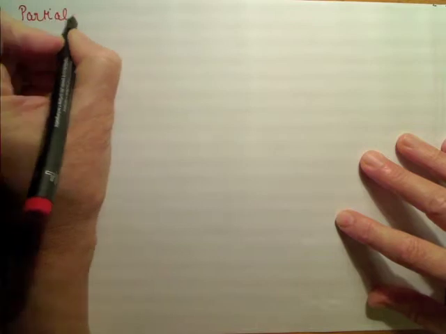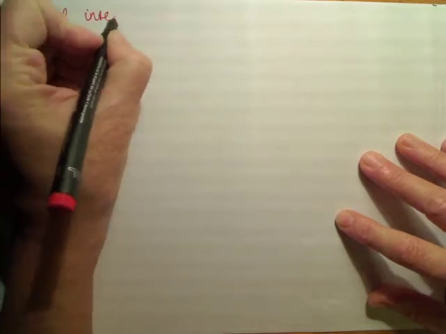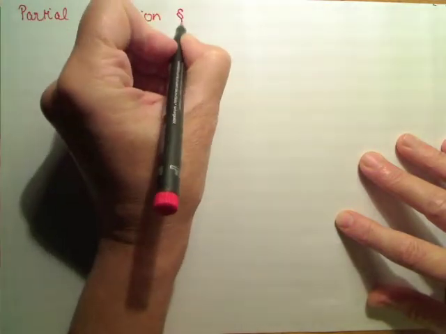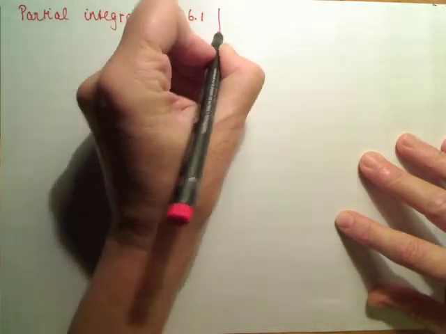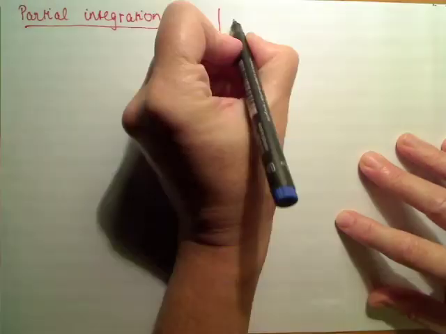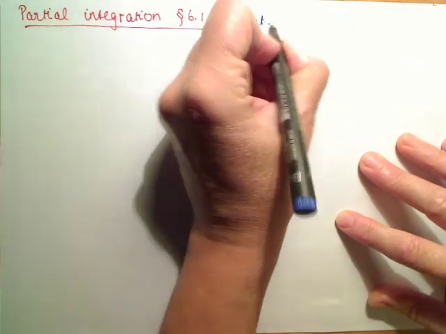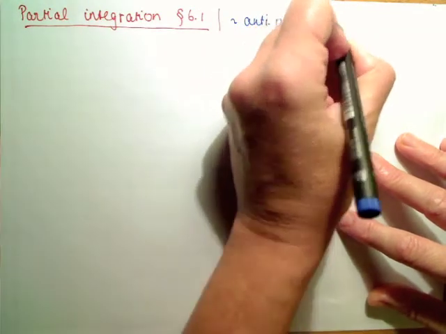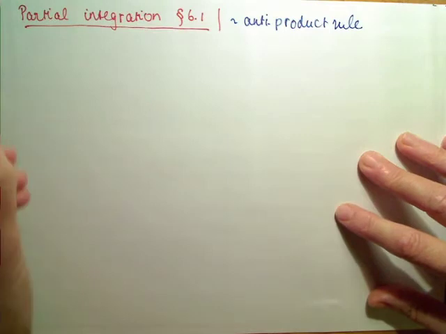The last topic of this lecture will be an integration technique called partial integration. Partial integration is in fact nothing but a sort of anti-product rule of differentiation. Let us recall the product rule.